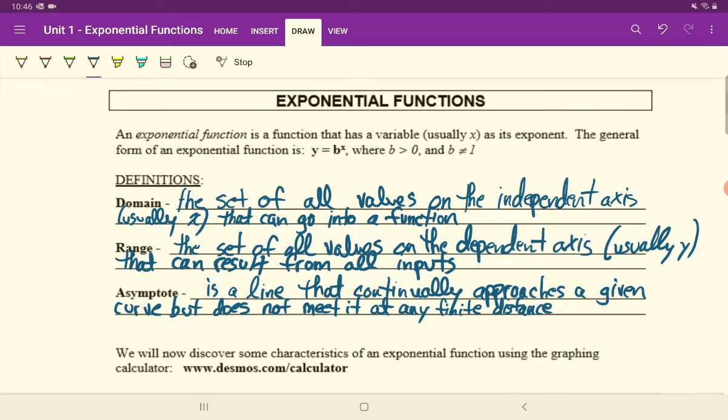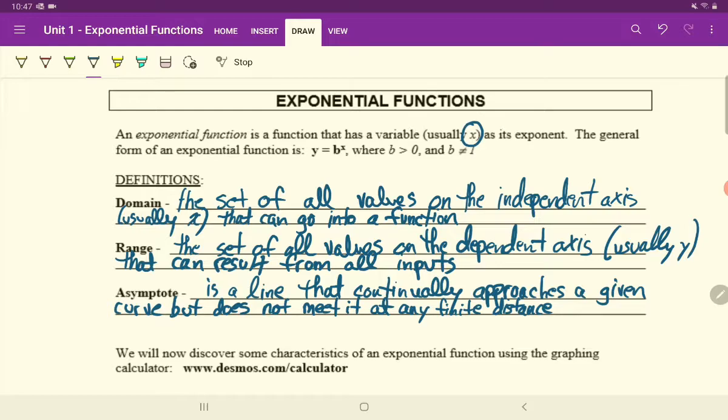An exponential function is a function that has a variable as its exponent. Usually the letter x is what is represented there, but it could be any letter. It's just a letter, but usually in math, we tend to use the letter x. So in the exponent, there's a variable. We have not seen that before. In the actual exponent itself, there's a variable.